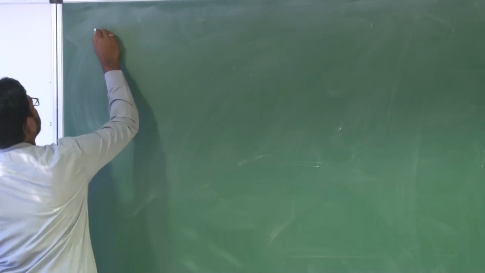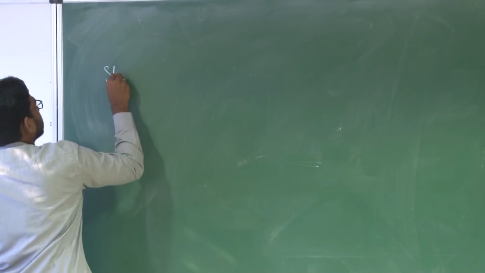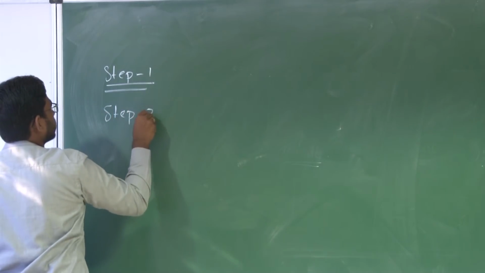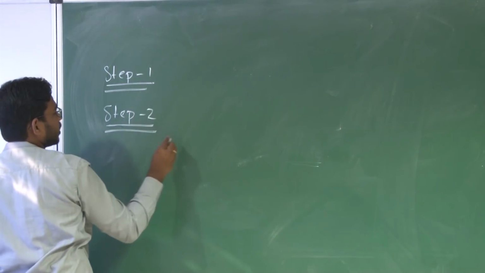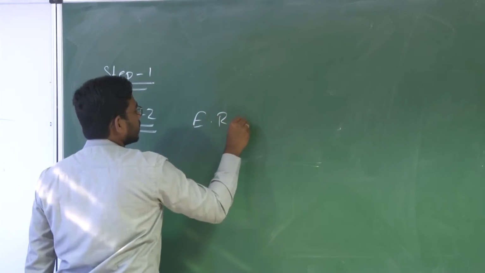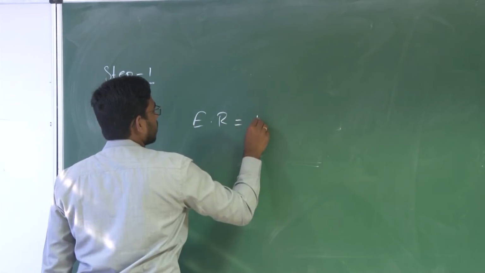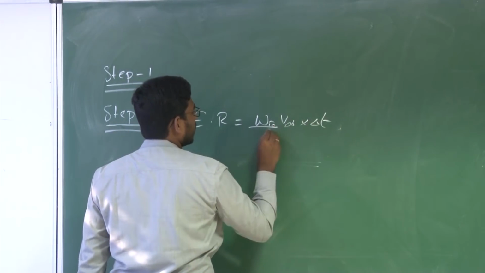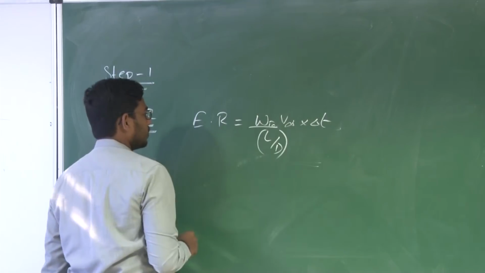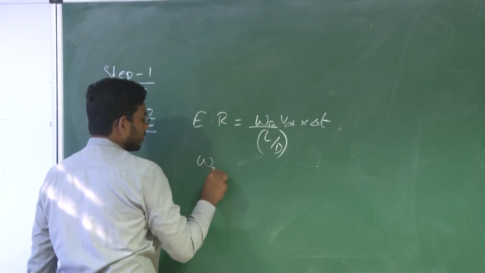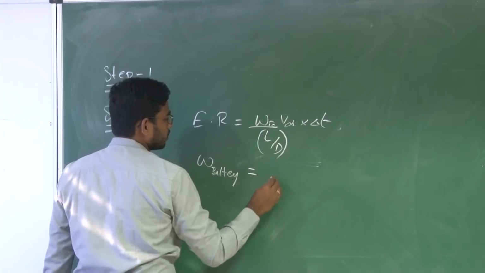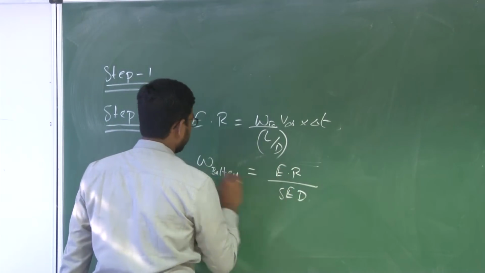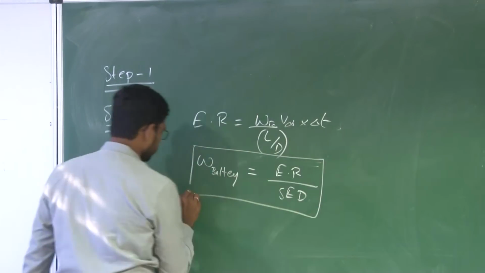Now, what you have done, we have step 1 and step 2, right? Step 2 helps you figure out the energy required, which is W takeoff into V infinity into delta T by L by D, right? And the corresponding battery weight can be figured out by energy required divided by the specific energy density of the battery.